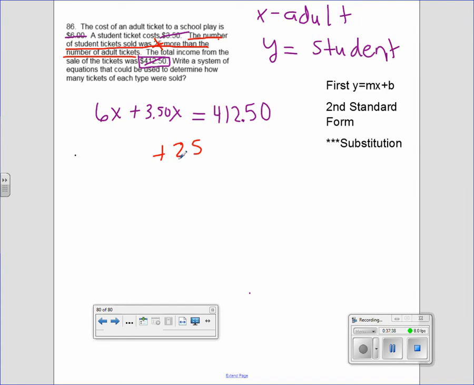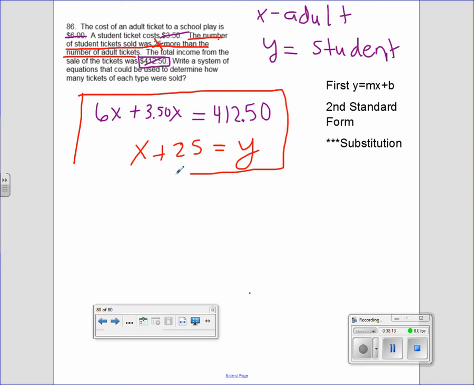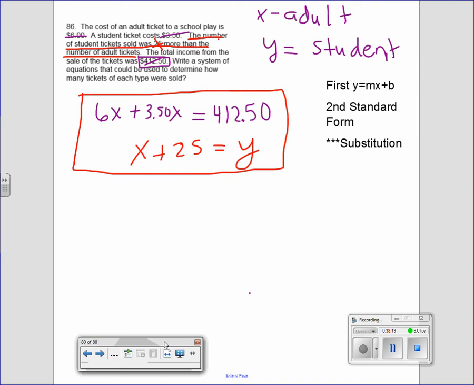In this situation, you're going to be adding 25 to the second person or the second thing in that sentence. If I look here, the first thing is student and the second is adult. So I'm going to add 25 to the second person, which is the adult, and adult is represented by x. So we're adding 25 to the adult tickets, and that's going to equal the number of student tickets, which is y. And so there's our system all set up. And if you want the extra practice, which I suggest, I'll help you set up the substitution, and then you can solve it on your own.